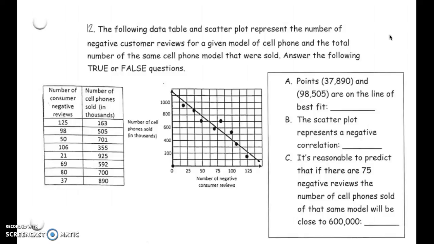B. The scatter plot represents a negative correlation. True or false? C. It's reasonable to predict that if there are 75 negative reviews, the number of cell phones sold of that same model will be close to 600,000. True or false?